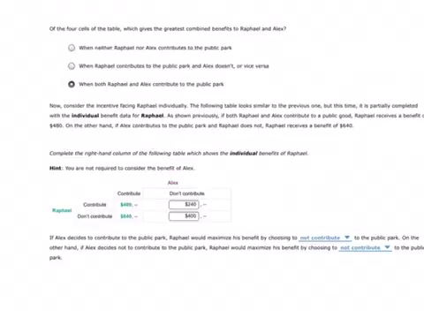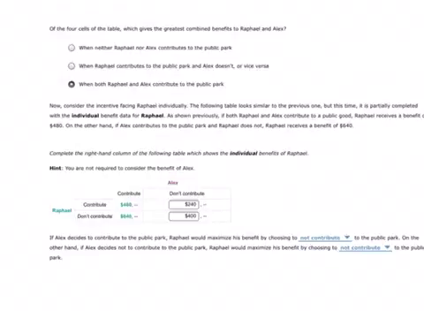So of the 4 cells in the table, which one gives the greatest combined benefits to both of them? And that, of course, is when they contribute to the public park. And that will be true, actually, it's almost always true, in all honesty, because there's more than 2 people that are going to benefit from this park. So there's almost always going to be a greater benefit to everyone contributing to the public good.